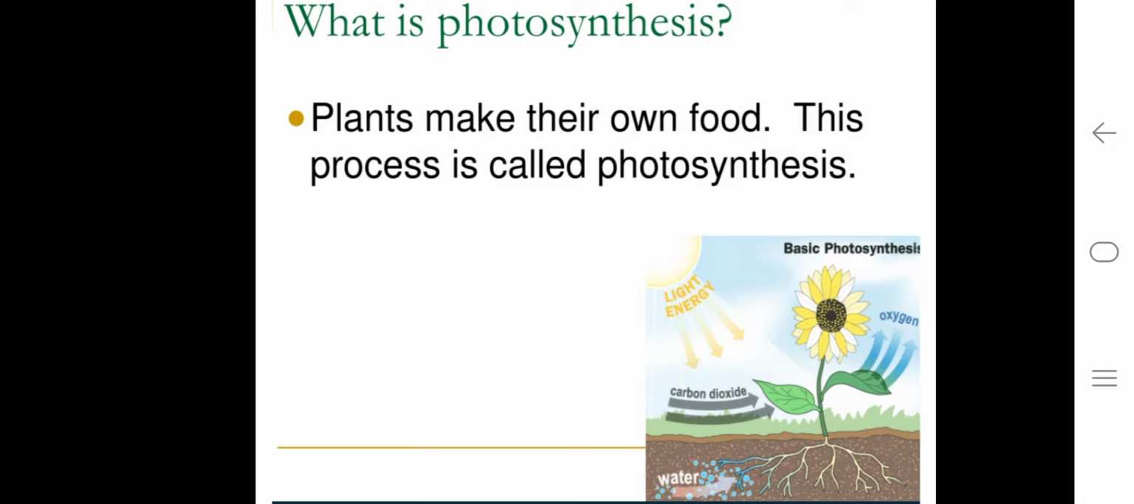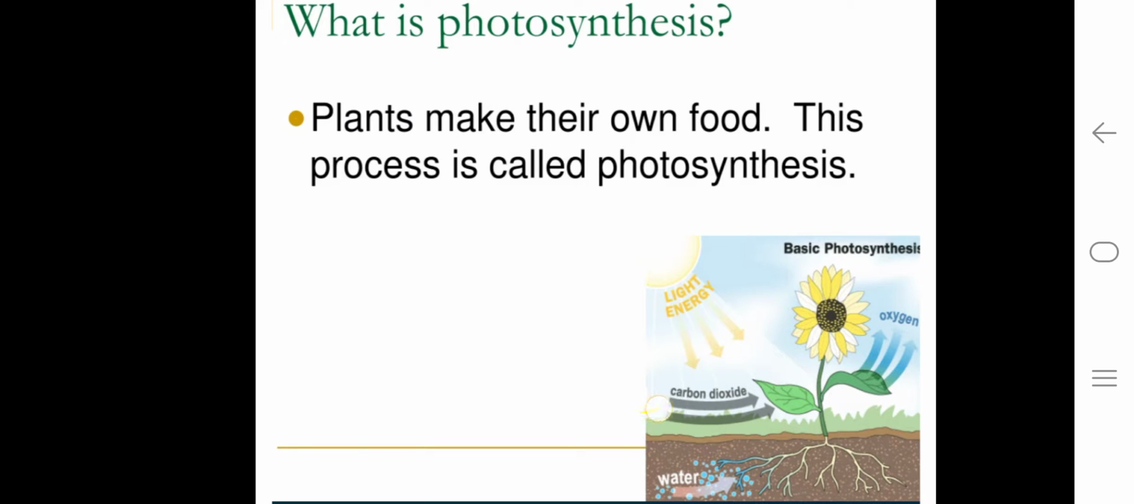Photo means light, synthesis means splitting. So, splitting of light is known as photosynthesis. We all know that green plants make their own food by a process known as photosynthesis. What they do is they use carbon dioxide and water to make their food.